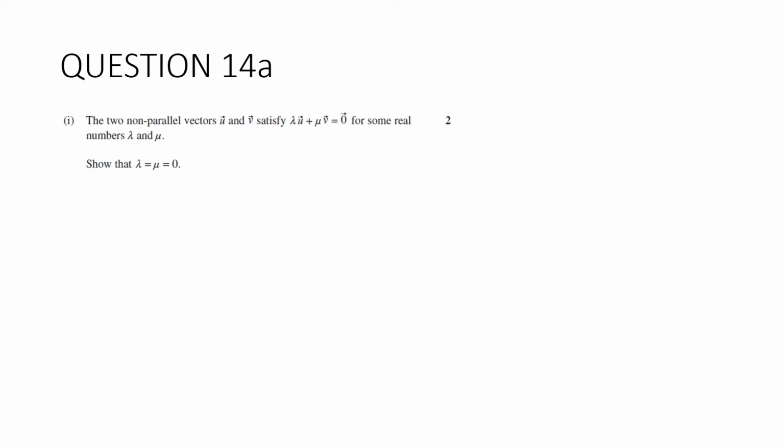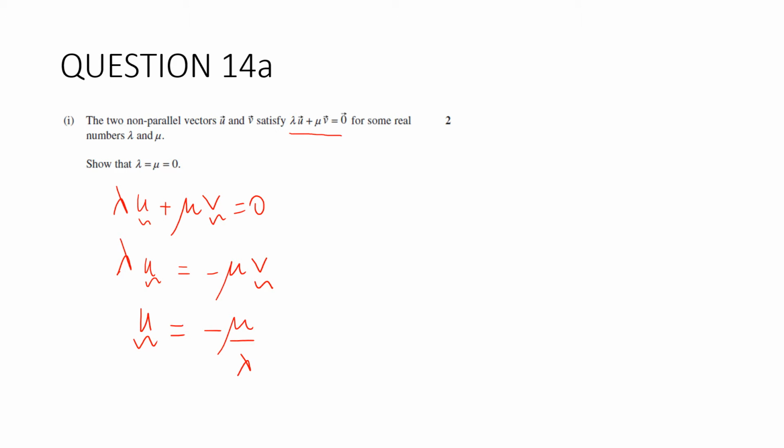14a. The two non-parallel vectors u and v satisfy this equation. For some real numbers lambda and mu, show that lambda equals mu equals 0. So we're going to start with that equation. So lambda u, I'm going to use this notation because I don't like the other one, is equal to 0, and this means that lambda u will equal negative mu v, and u will equal negative mu on lambda v, which means that u and v would have to be parallel, but it tells us that they are not parallel.